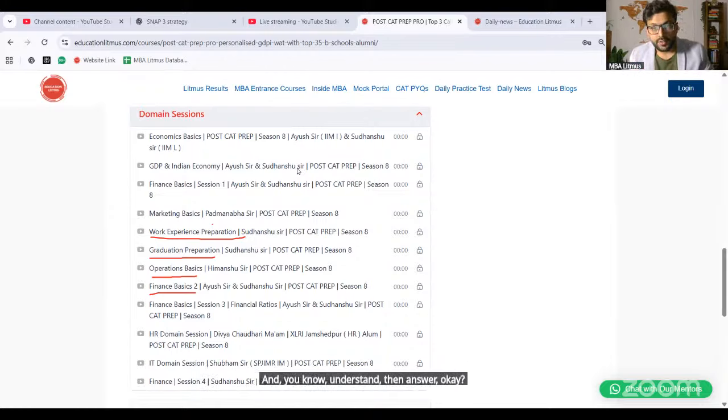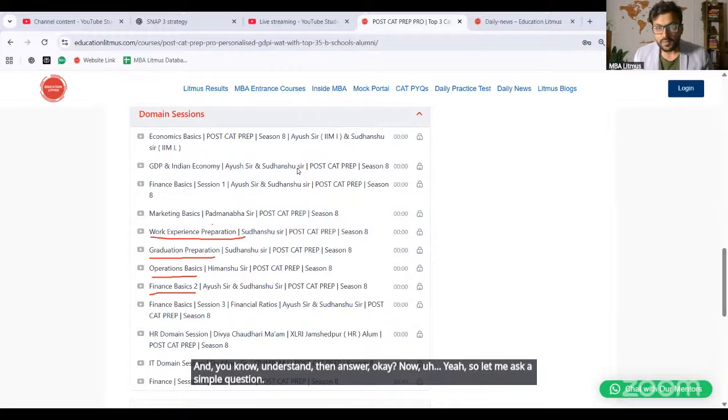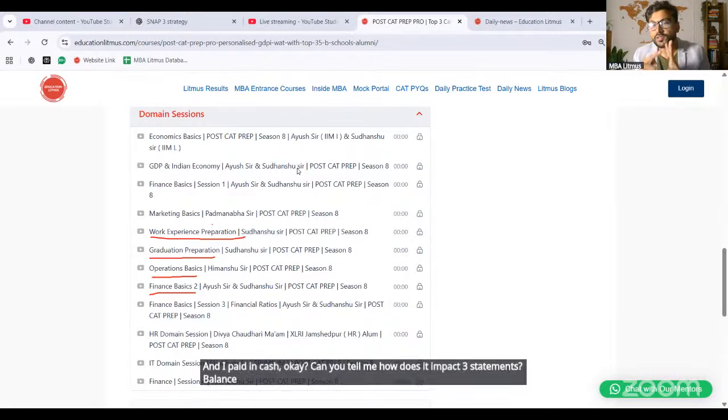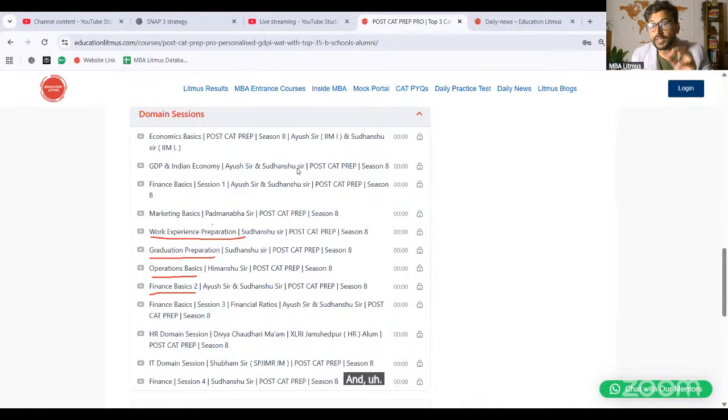Now, let me ask a simple question. Let's say that I have a firm, XYZ Private Limited. Now, what I do is I buy an equipment worth 5 lakh rupees. So all these people from accounts have to tell me: I bought 5 lakh rupees worth of equipment and I paid in cash. Can you tell me how it impacts the three statements, balance sheet, profit and loss, and cash flow?